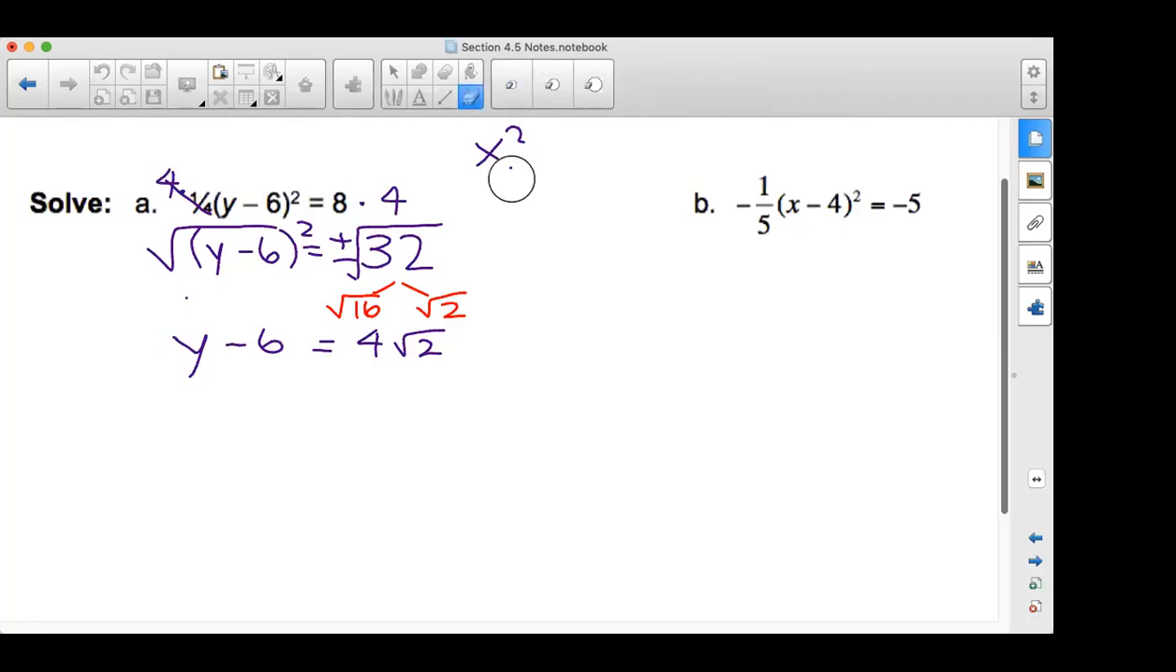So think about the number 9. What times what makes 9? What times what makes 9? 3 times 3. But what else makes 9 besides 3 times 3? Negative 3 times negative 3. So that's why the plus or minus is there. So I have 2 positive numbers multiplying to be my value, or I could have the same 2 negative numbers multiplying to be my value.